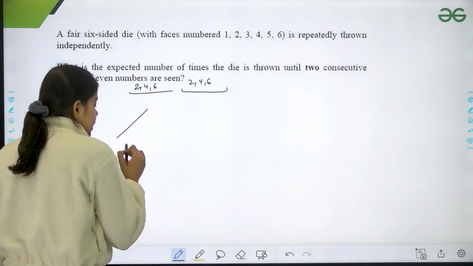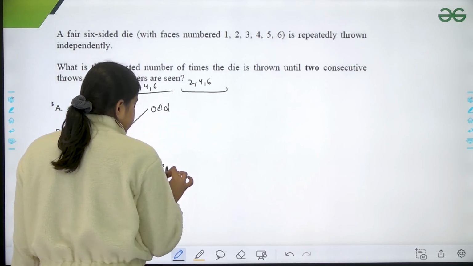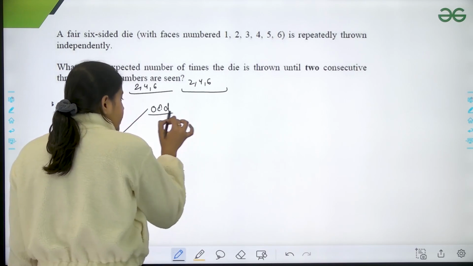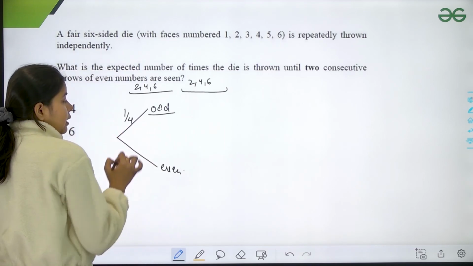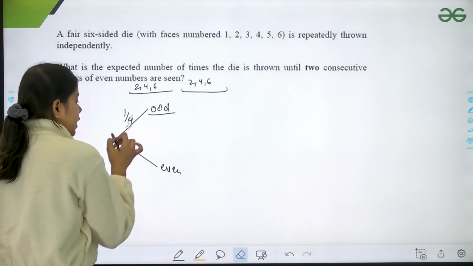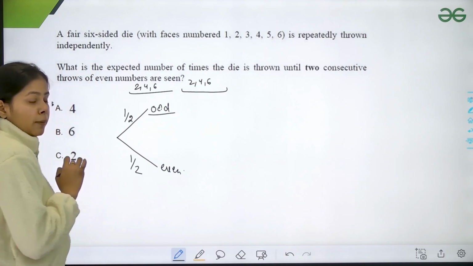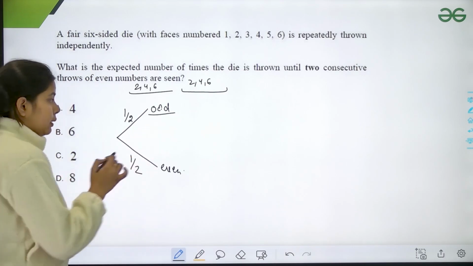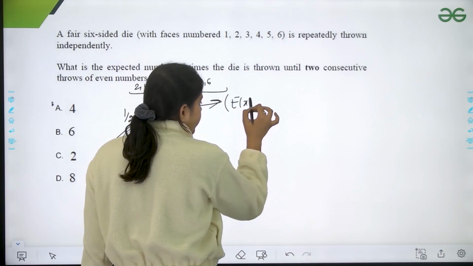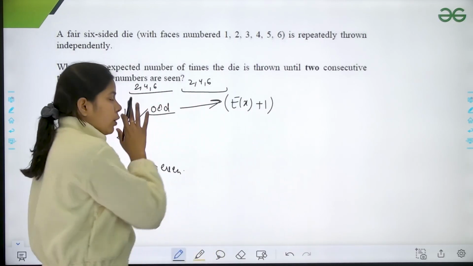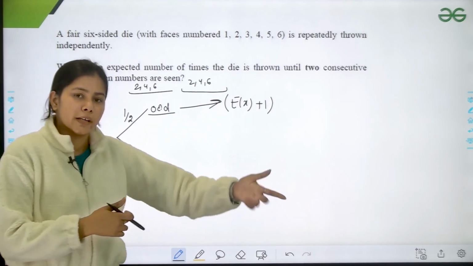So there are two cases: in the first throw I get an odd number, or I get an even number. What is the probability of getting an odd number? That is 1 by 2, because we have 3 odd and 3 even. So 1 by 2 is the probability of getting an odd and of getting an even. If I get an odd, then I have to start from scratch. So our expectation would become expectation of x plus 1, because I have already used 1 throw, and I have to move again, right?